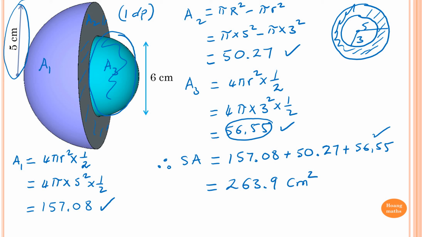You can try to find the exact surface area of this if you like. The exact answer for this is 84 pi centimeter squared. Try to do it if you can.